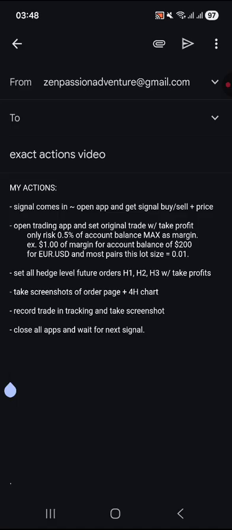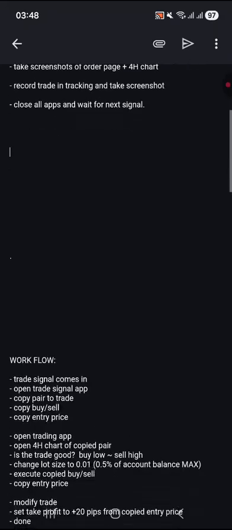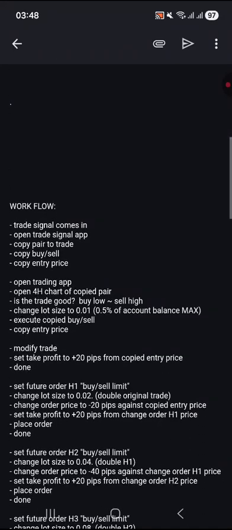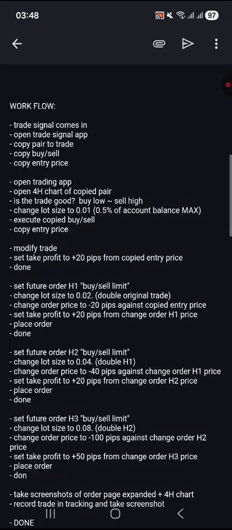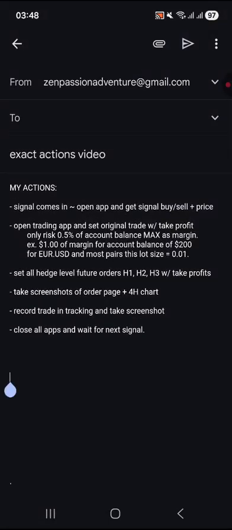And then I close all apps and I wait for the next signal. Those are my only actions. Those are the only actions you see me do on every single trading video that I do now. So now I'll go into more detail. Actually, I'm just going to place a trade for you, and then I'll go into more detail.